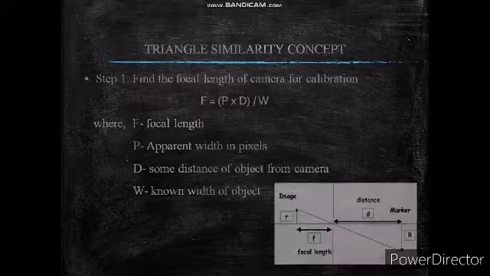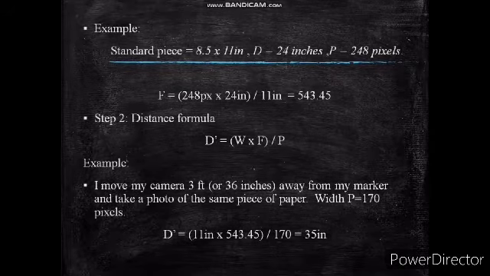By applying this formula, let's see an example. I place a standard 8.5 by 11 inch piece of paper at a distance of D = 24 inches in front of my camera and take a photo. I get 248 pixels. Then substitute all the values in the focal length formula, and you get 543.45 as the focal length.